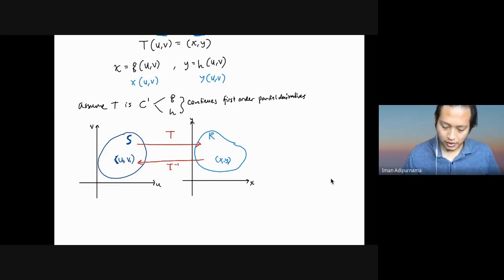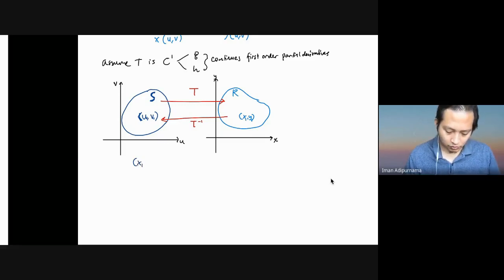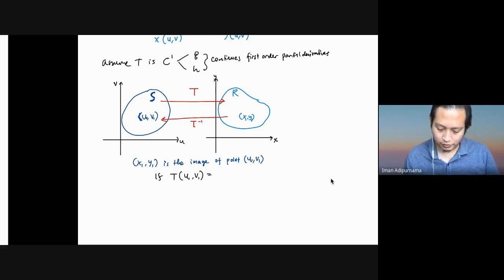Okay, so from here, what you can conclude is x1 y1 is the image of point u1 v1. If this is the transformation, we write the transformation like this.